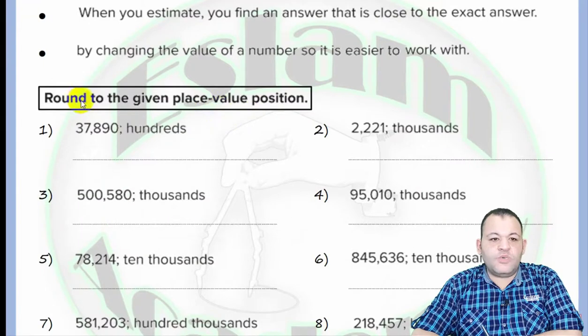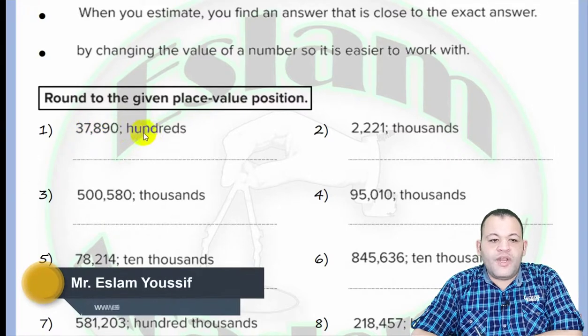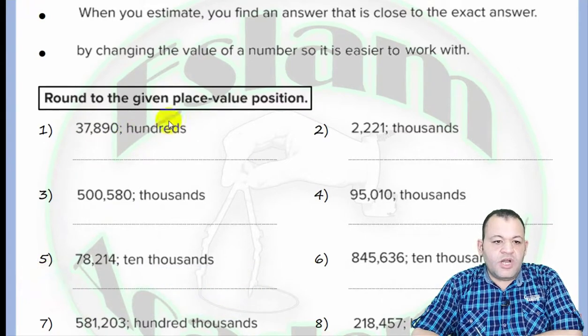In the given question, we need to round each of the given numbers according to its place value position. For the first number, we have 37,809. We need to round to the nearest 100. So step number 1, find where the number is in the 100 place. The number that lies in the 100 place is 8.